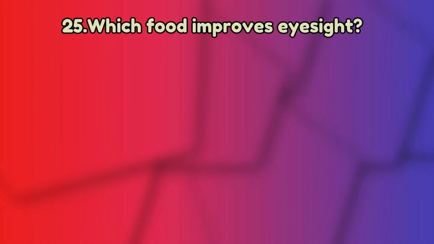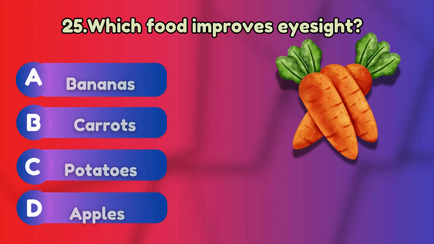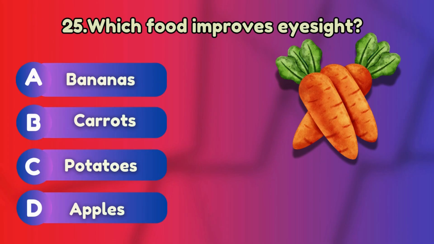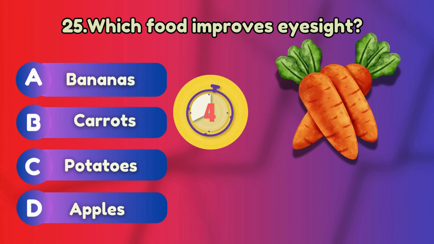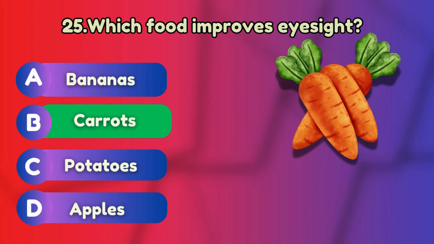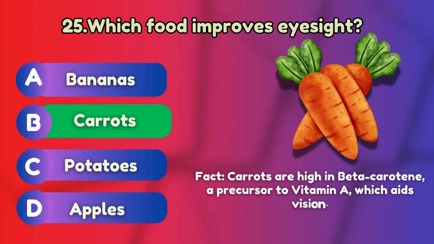25. Which food improves eyesight? A, bananas, B, carrots, C, potatoes, D, apples. Right answer, carrots. Fact, carrots are high in beta-carotene, a precursor to vitamin A, which aids vision.